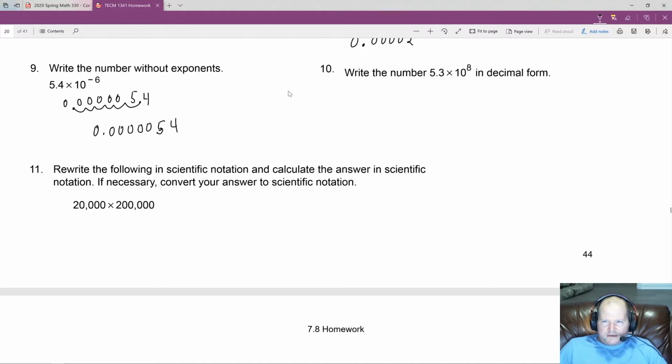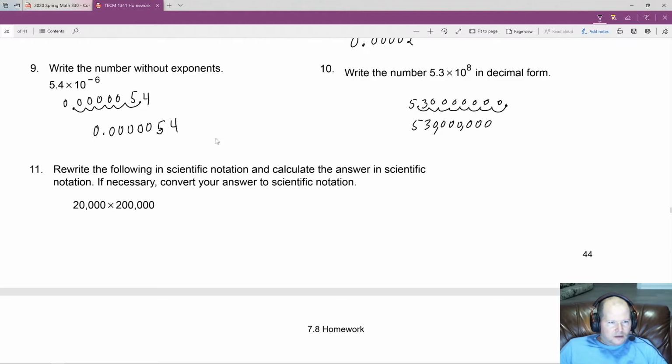Okay, try the next one. We're going to rewrite 5.3 times 10 to the 8th power in decimal form. Because it has a positive exponent, we want the number to look bigger, so we move the decimal over to the right 1, 2, 3, 4, 5, 6, 7, 8 places, and we fill in all of the places that we moved it with zeros. So we end up with 5, 3, 0, 0, 0, 0, 0, 0, 0. So we end up with 530 million.